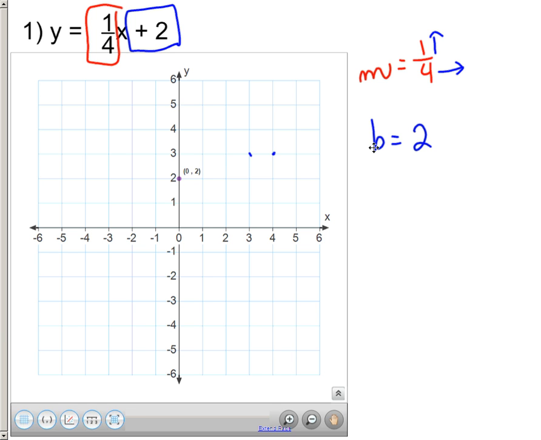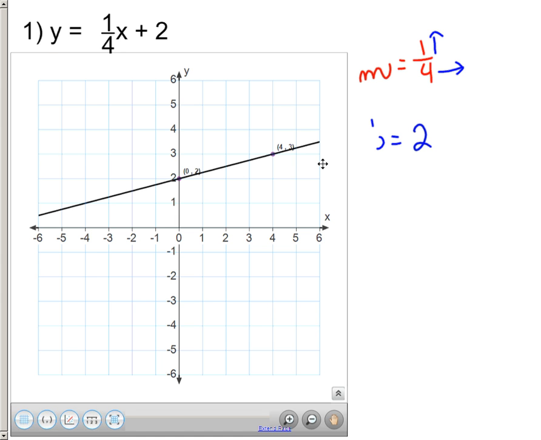So there we go. Up 1 over 4. You can connect the two points with a line. And we have successfully graphed this linear equation of y equals 1/4 x plus 2.